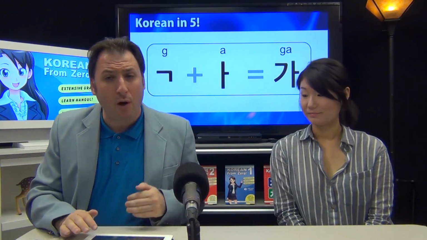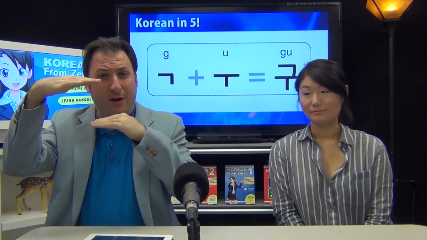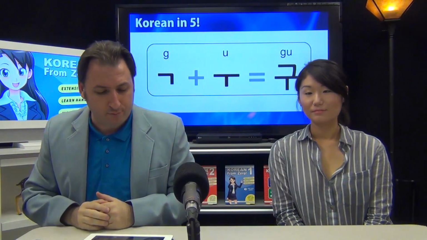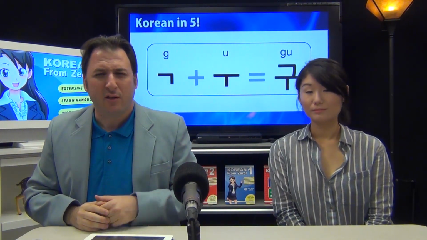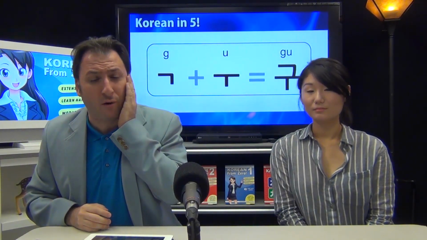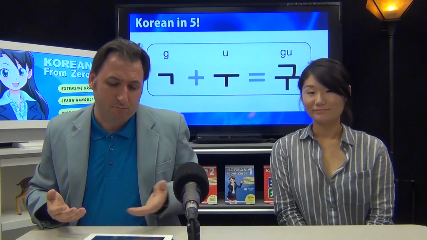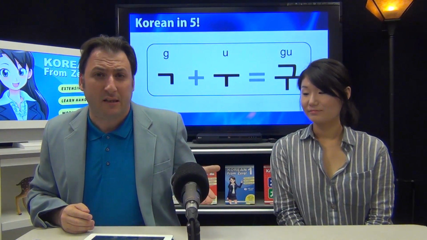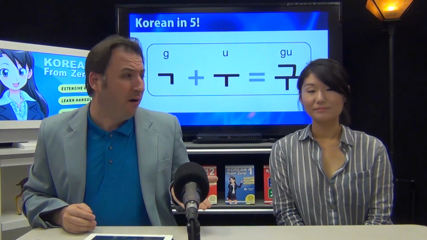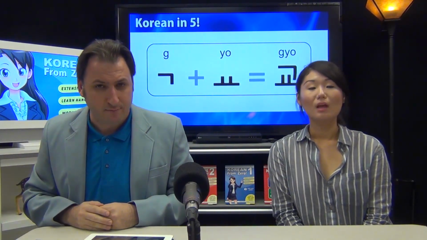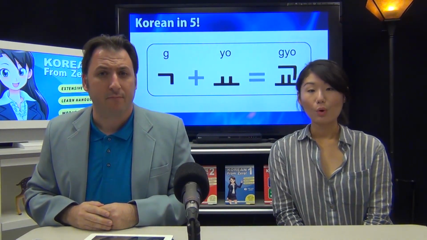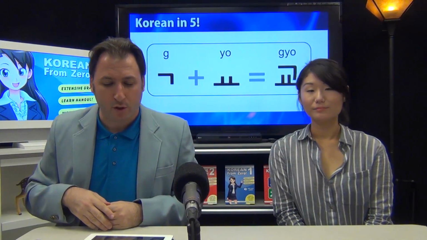Now we're going to look at one that's across instead of up and down. 기역, 우, 구. Right. So you might be thinking, why is she saying 기역? That's just the name of the symbol. The sound is g or k, depending on what you're doing. Here's another one that goes across. 기역, 요, 교, or kyo, right?